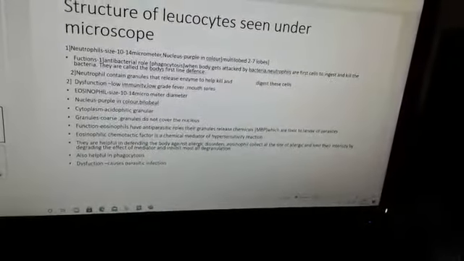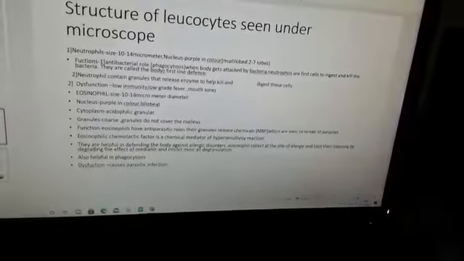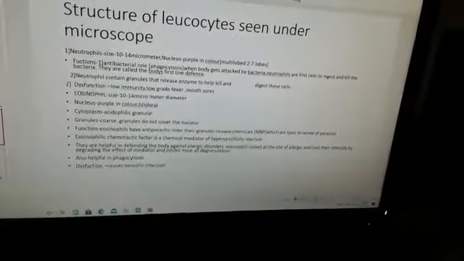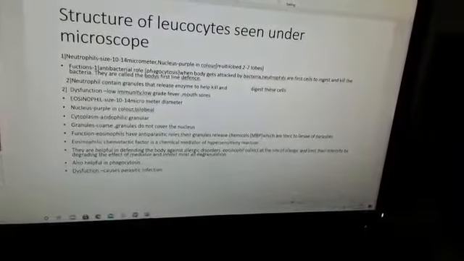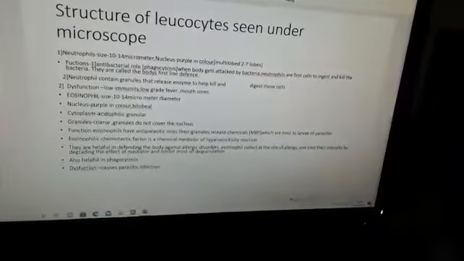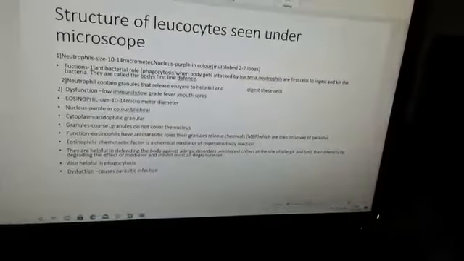Eosinophilic chemotactic factor is a chemical mediator of hypersensitivity reaction. They are helpful in defending the body against allergic disorders. Eosinophils collect at the site of allergy and limit its intensity by degrading the effect of mediators and inhibit most of the degranulation.